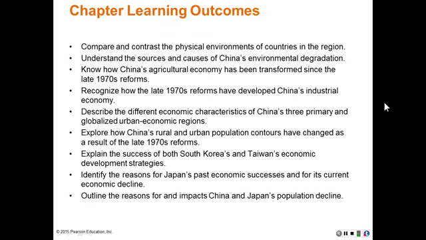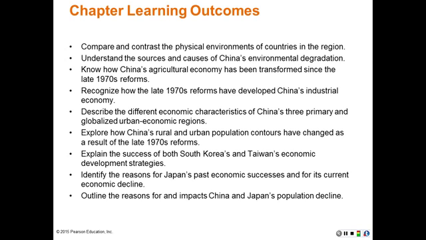Our learning outcomes for Chapter 10 include: compare and contrast the physical environments of the countries in the region; understand the sources and causes of China's environmental degradation; know how China's agricultural economy has been transformed since the late 1970s; recognize how the late 1970s reforms have developed China's industrial economy, especially being as strong as it is today; describe the different economic characteristics of China's three primary and globalized urban economic regions.